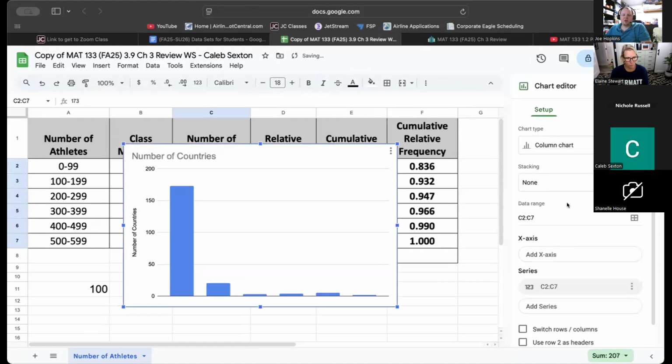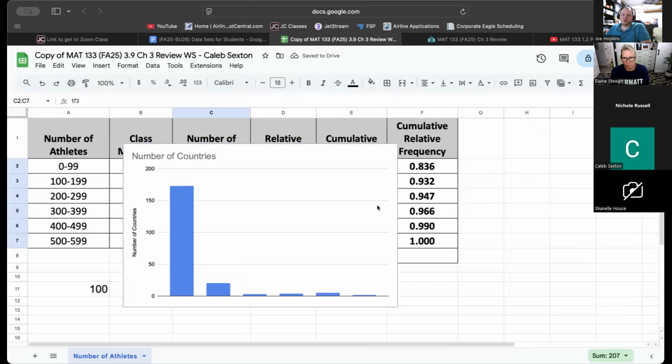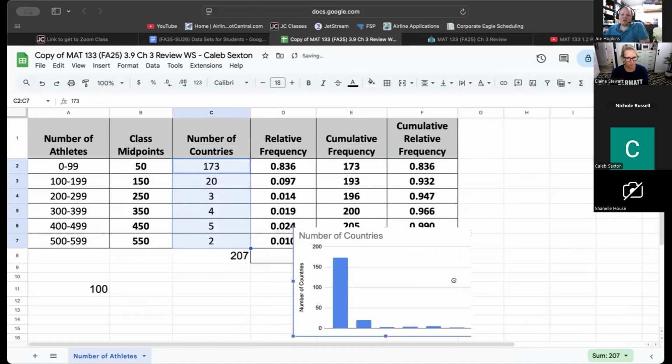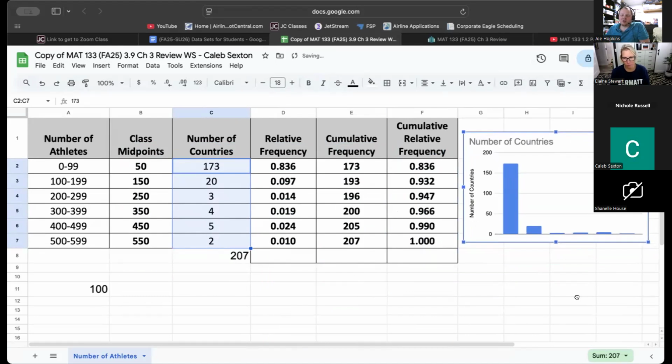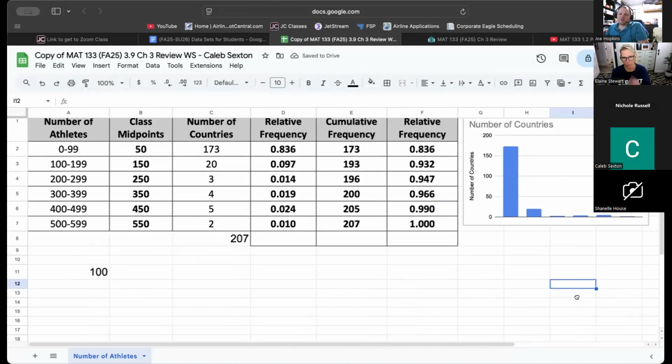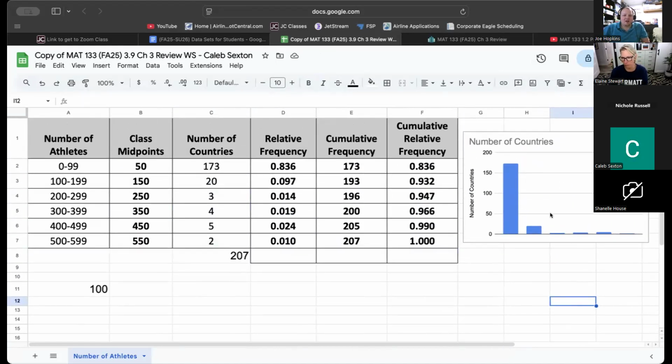Nice. Okay. And then, of course, they put it right where we don't want it, right in the middle of everything. So you can shrink it down. That's fine. Move it over to the right or below. Either is fine. And this is done. We've finished our project for the Chapter 3 review.